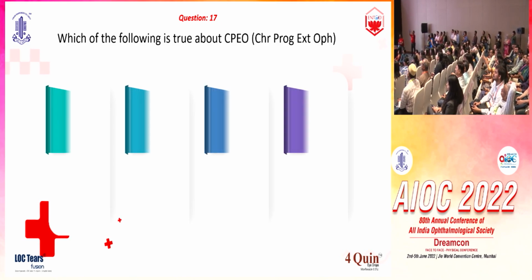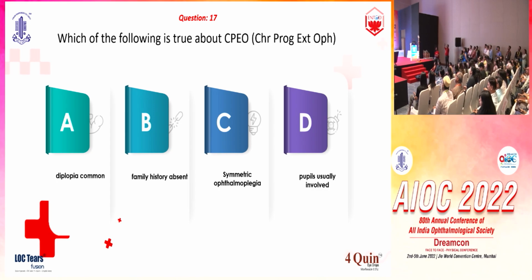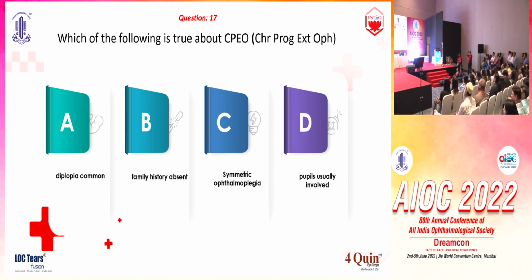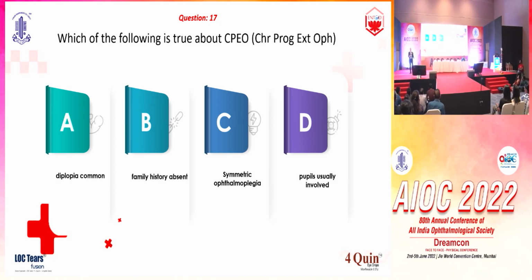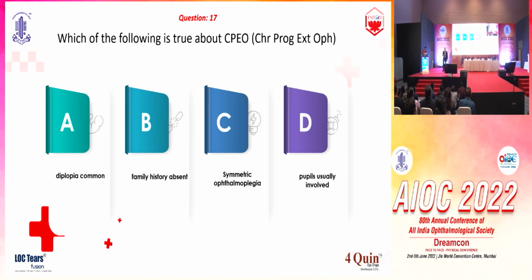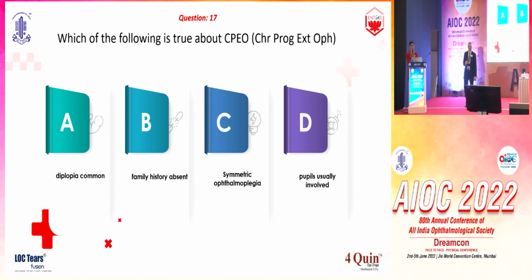Which of the following is true about chronic progressive external ophthalmoplegia? Diplopia is common, family history is absent, there's symmetrical ophthalmoplegia, and pupils are usually involved. Only one of these is true. And your time starts now.